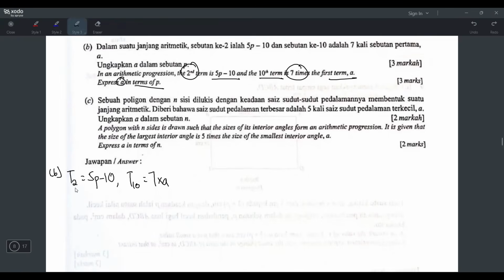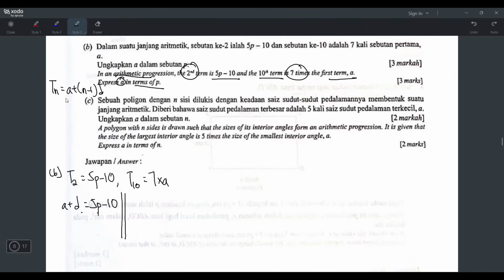For T2, they already say it's arithmetic, so don't use the geometric formula. For arithmetic, Tn is a plus n minus 1 d. So for T2, it will be a plus 2 minus 1, which is 1d. You don't have a or d, but it's okay. Just write a plus d equals 5p minus 10. I think you can't do much with this one because you have 3 unknowns, and you are stuck already. So I'm just going to stop here, leave it on standby, and go to the other equation. Maybe you need help from the other equation.